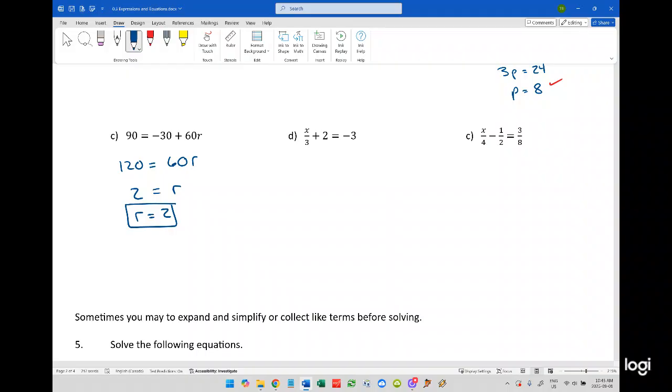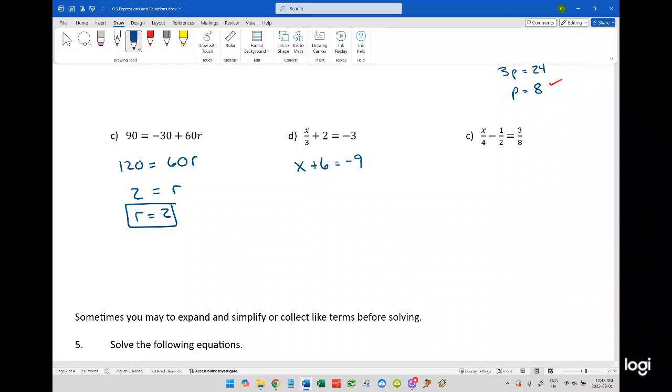All right, for part D, I don't like dealing with fractions in equations like this, so a good way to get rid of them is to multiply everything through by the denominator. So what I'm going to do is multiply both sides by 3. Now when I do that, I get x divided by 3 times 3 is x, but I also have to multiply the plus 2 by 3, which is plus 6, and the minus 3 by 3, which is minus 9.